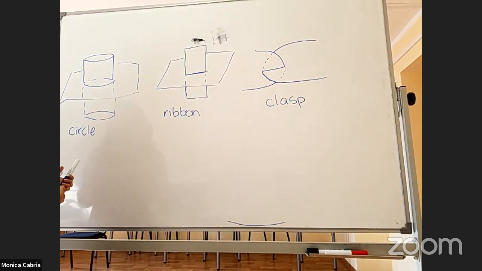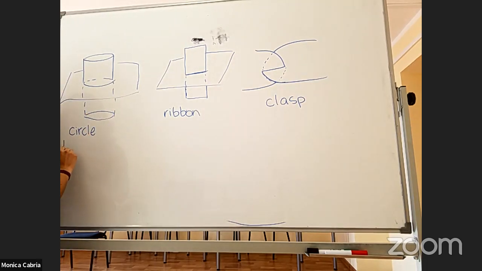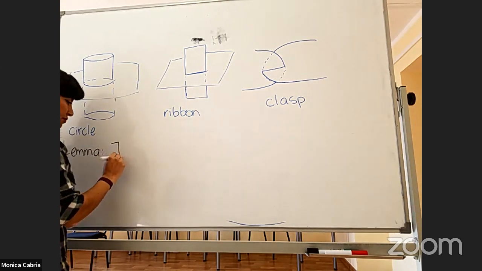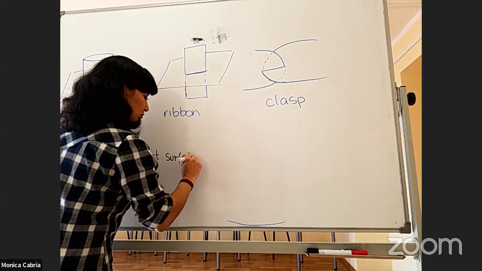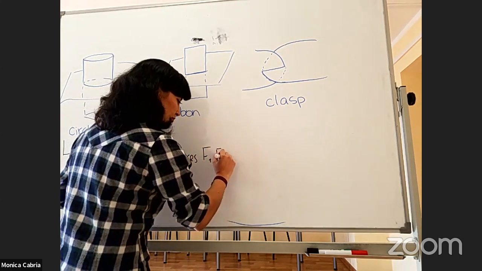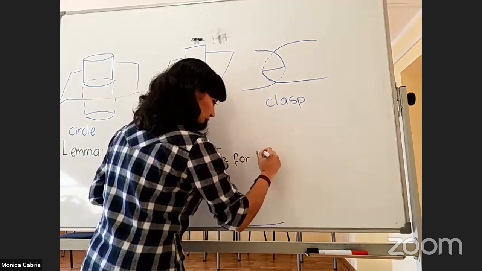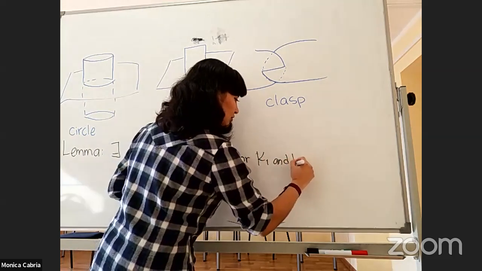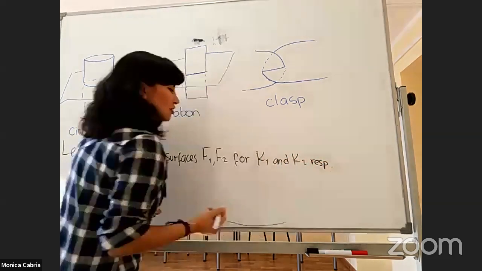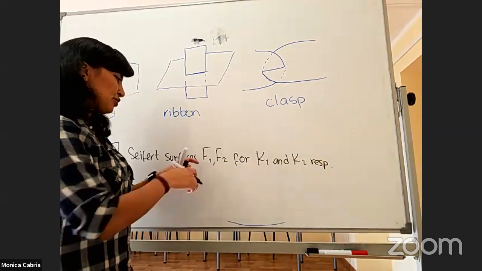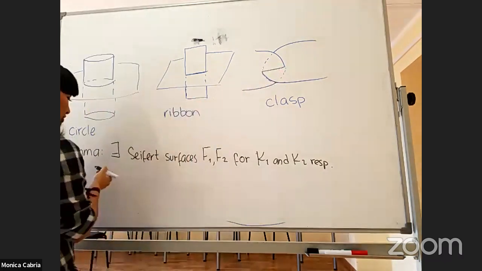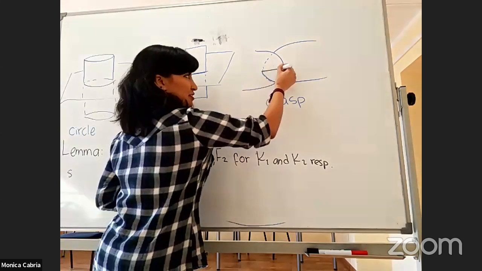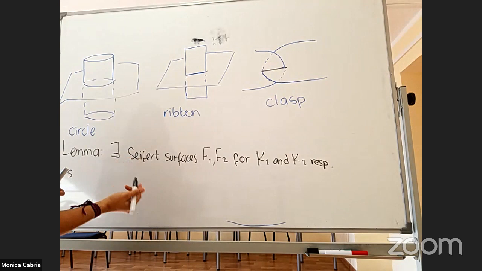So the first thing I need to prove today, which is going to be our first lemma, says that there exist Seifert surfaces respectively. A Seifert surface for a knot is just a surface whose boundary is the knot, such that they intersect only in clasps. So the intersection will be just a disjoint union of segments.